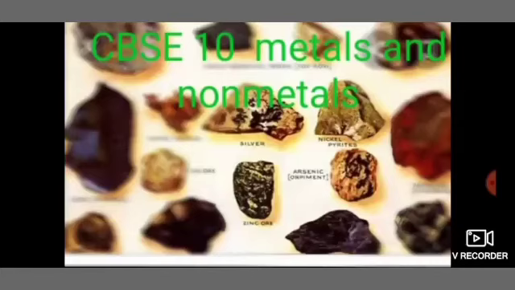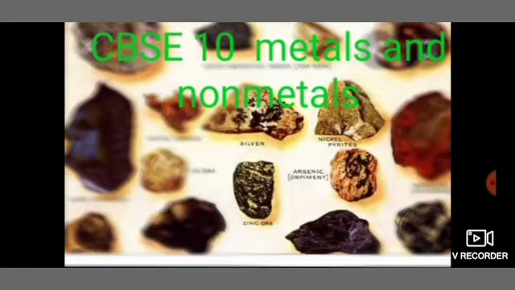Hi dear children, today we are going to learn a new chapter, that is metals and non-metals. Do you know what these metals and non-metals are? We did a little bit in our 8th standard, right? So in this chapter we are going to deal with the properties of metals and non-metals.